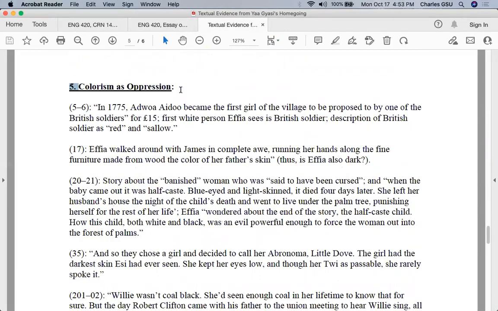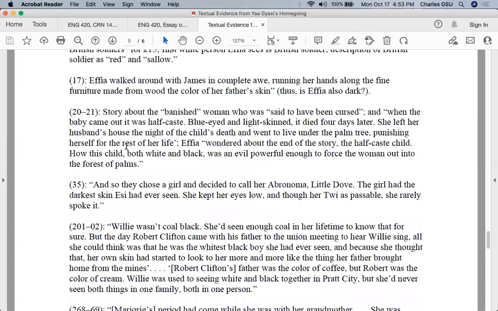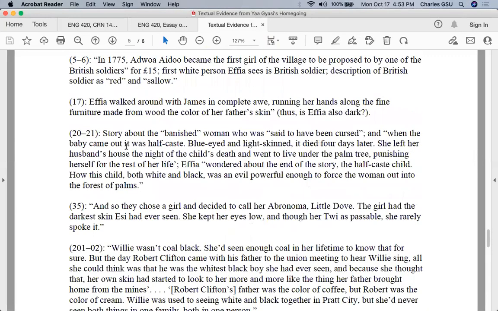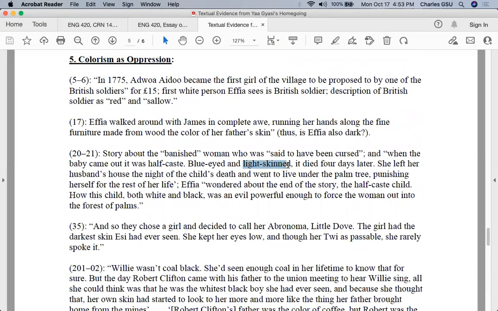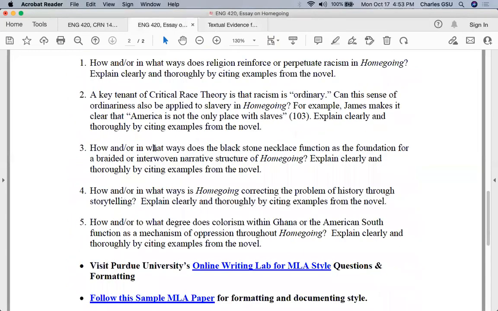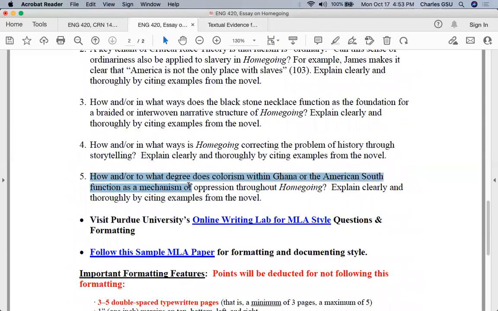The fifth question is about colorism. We've already had this question previously in the other two novels, and there are a bunch of examples that point to characters' awareness of light-skinned or dark-skinned, and what that means for a sense of self, but also, as essay number 5 suggests, of how it functions as a mechanism of oppression when you other, if you will, people through the lightness or darkness of their skin.